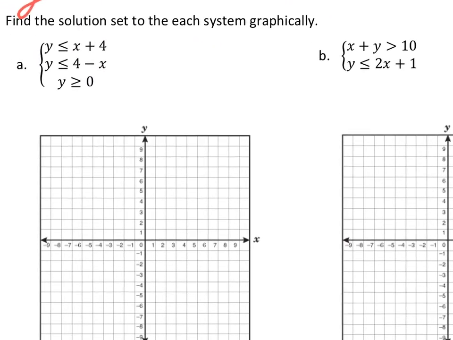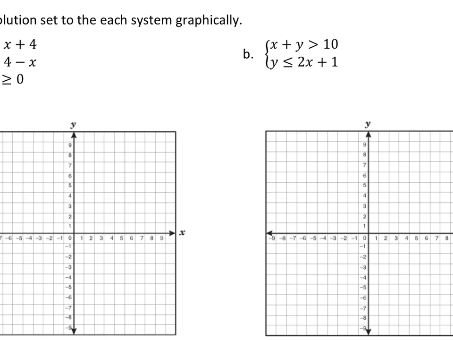Letter C. The next set of A and B. We're going to do A together. I'm going to let you do B on your own. Notice already that B is not in slope-intercept form. So before we can graph, we always have to do that. Back to letter A.